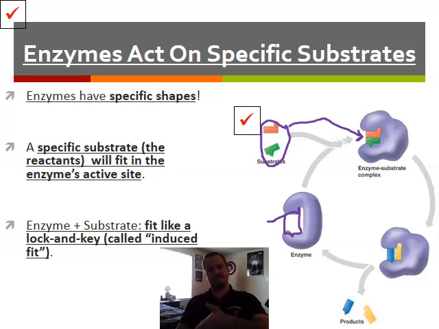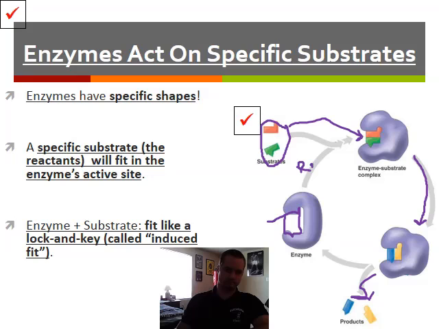So the enzyme and substrate fit like a lock and key. We call this induced fit. It doesn't fit 100% exactly, but it fits well enough that the enzyme can work with it and move the substrates to where they need to be. So as you can see here, once the enzyme has a hold of the two substrates, it goes through the chemical reaction, changes them, and then spits out the product. So just like before, we went from reactants to products.